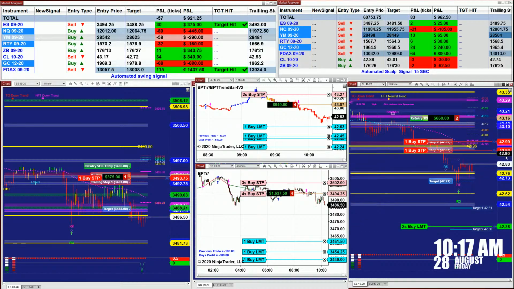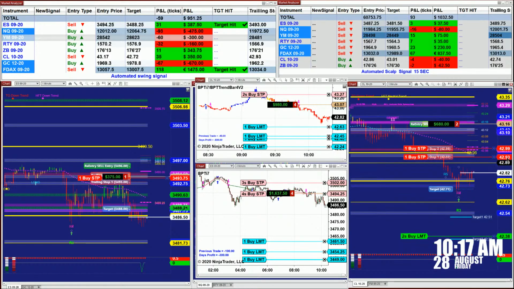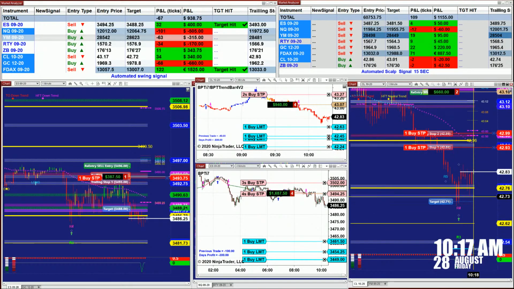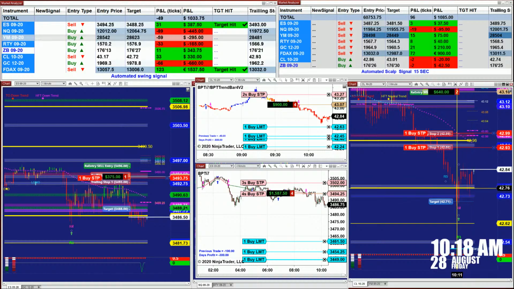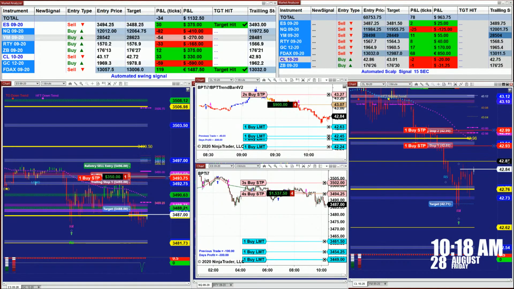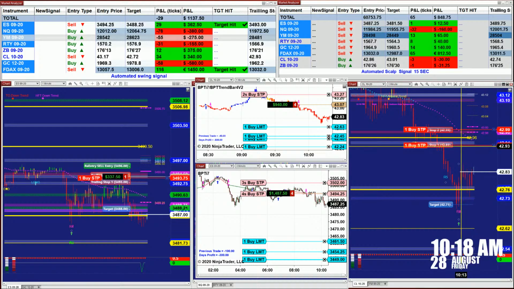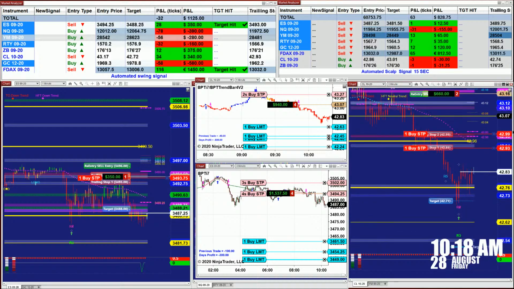So this is very important for the CL traders, what happened here. This is exactly what we were talking about 10 minutes ago. There is a double support area and it got rejected. So where we are going with the CL is going exactly to the 42.94 area.